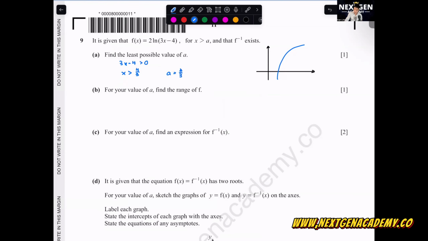What is this a value, or this x more than 4 over 3? This will be your asymptote. So you just do a rough sketch first, because later they'll ask you to sketch it out. x equals 4 over 3.